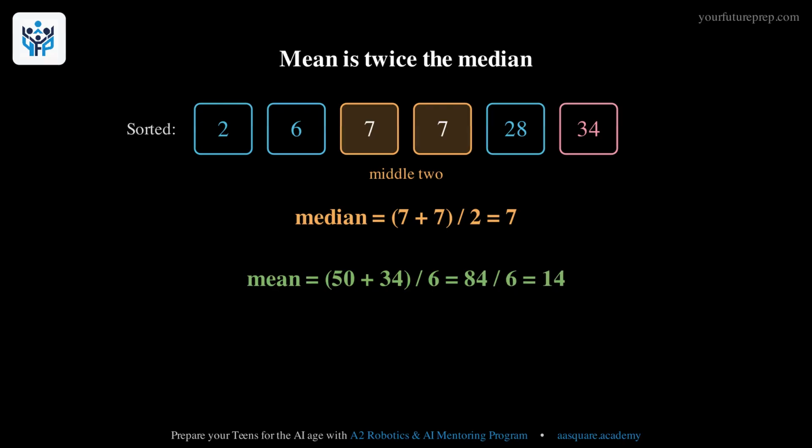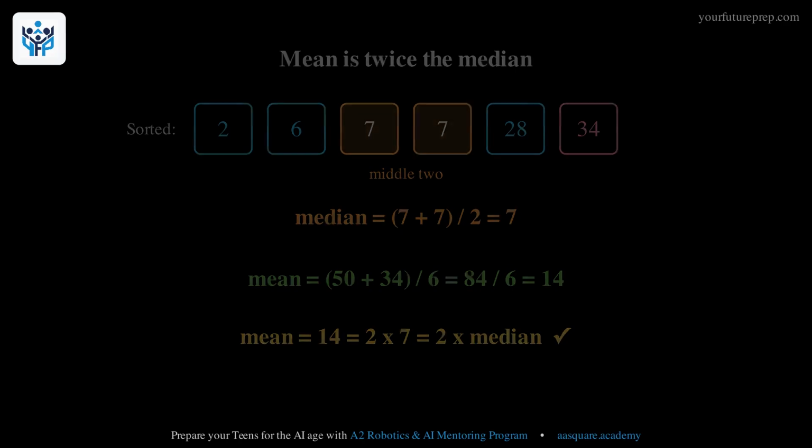Now the mean: 50 plus 34 is 84, and 84 divided by 6 is 14. Check the condition: 14 equals 2 times 7. The mean is exactly twice the median. So n equals 34. n is 34.